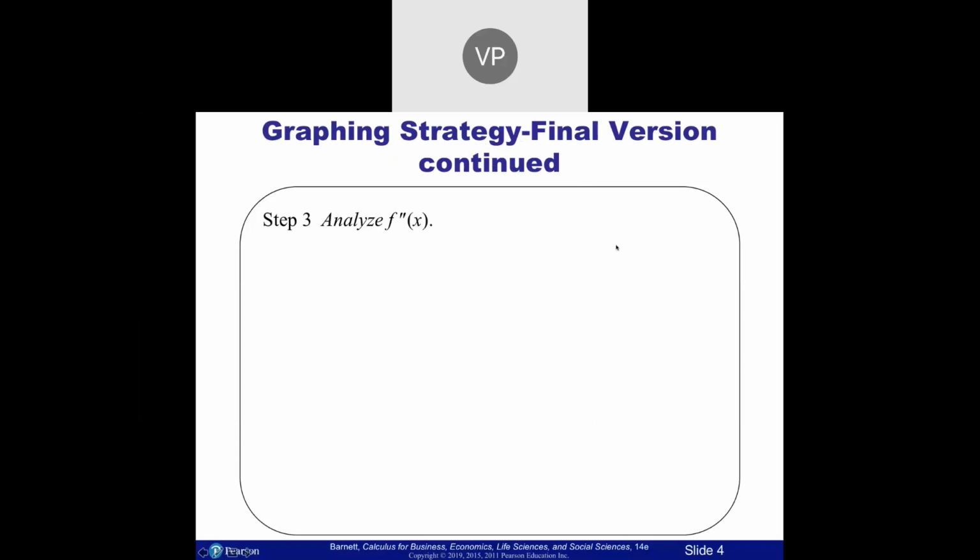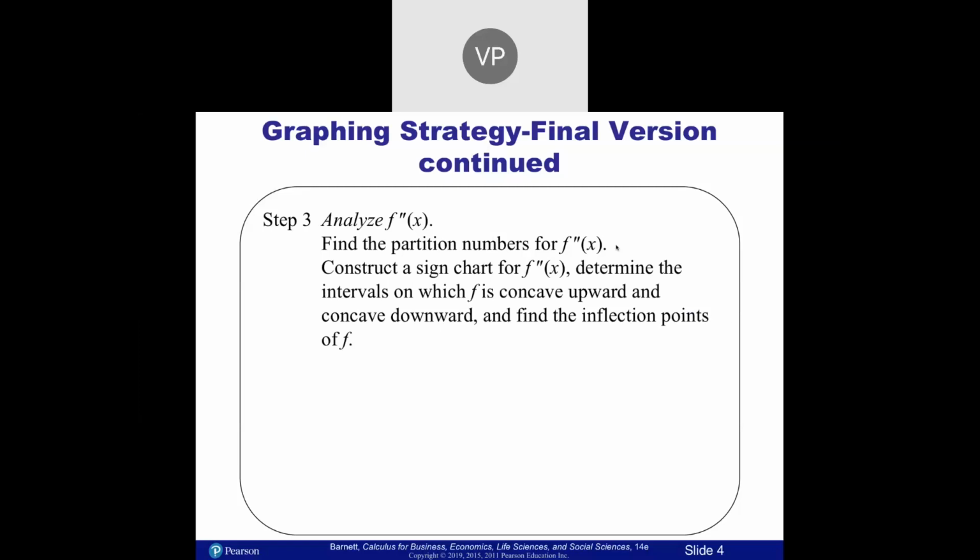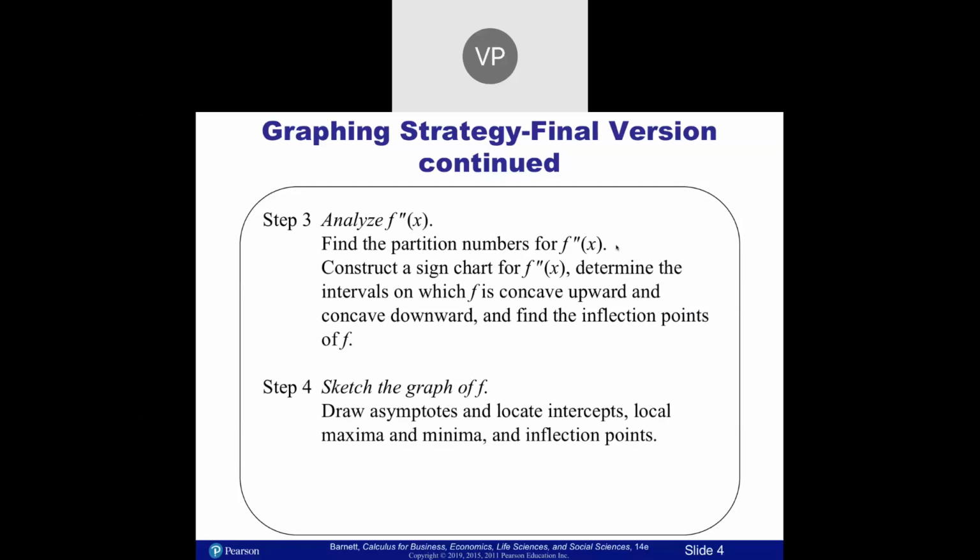Okay, then we do the second derivative. And we do the same kind of procedure. We're going to find the partitions. Well, to do that, get the derivative, and then also set the second derivative equal to 0. And then that'll tell you, when you do the sign chart, where it's concave up and concave down, and where our inflection points are. Then you put all of those together, and we get our graph. And a lot of this you're going to do anyway, but get your asymptotes on the sheet.